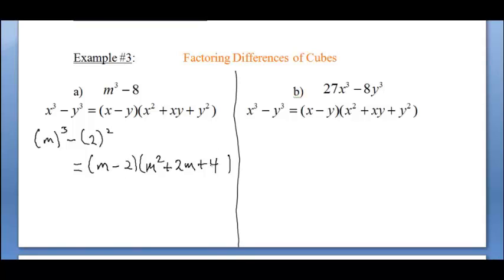So our final factored form would be the quantity m minus 2 times the quantity m squared plus 2m plus 4.